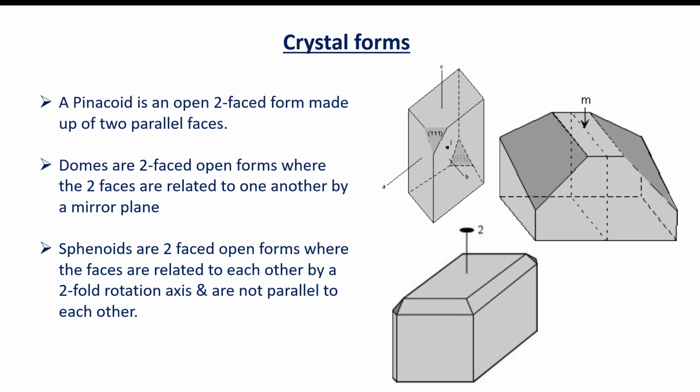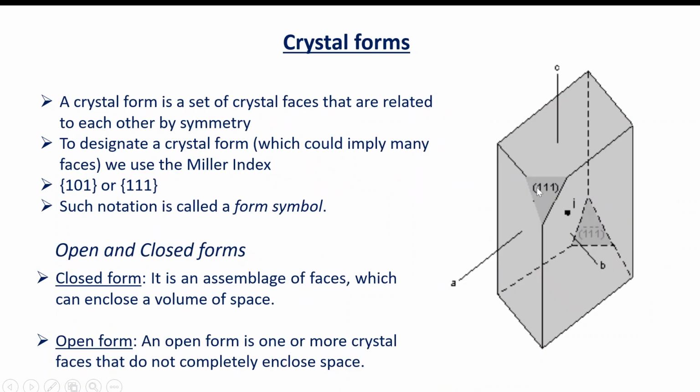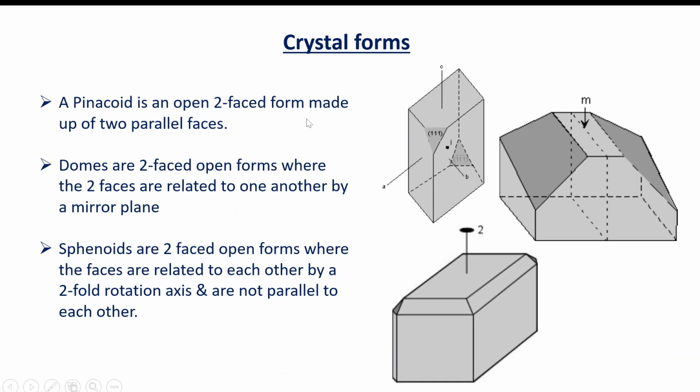So the first one is a pinacoidal form, which is a 2-facet form made up of 2 parallel faces, like we have seen here. These 2 faces which are parallel to one another have Miller indices like 1 1 1, and the inverted one is bar 1 bar 1 bar 1. So these 2 faces we will refer to as pinacoidal faces. Then you have domal faces like this.